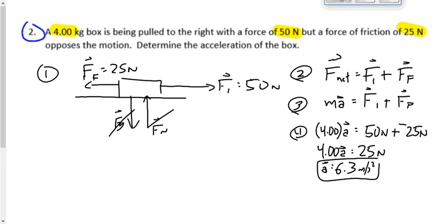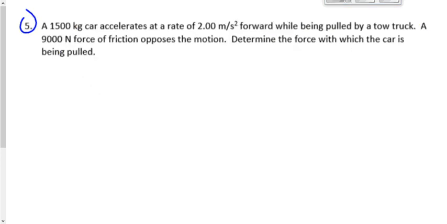All right, let's take a look at the next question, number 5 then. A 1,500 kilogram car accelerates at a rate of 2 meters per second squared while being pulled by a tow truck. A 9,000 Newton force of friction opposes the motion. What's the force with which the car is being pulled?